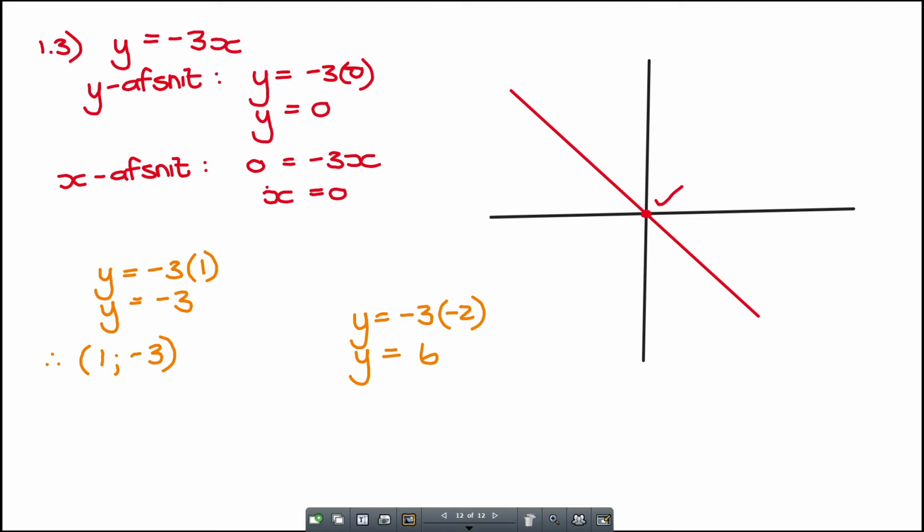Our coordinate here is, if x is 1, y is minus 3. And then we substituted it in here. If x was minus 2, then y was 6. So if x is minus 2, then y is 6. That's it. Excuse me. Are you right? Any questions? Okay. Can I skip, is there anyone still writing something? Alright.